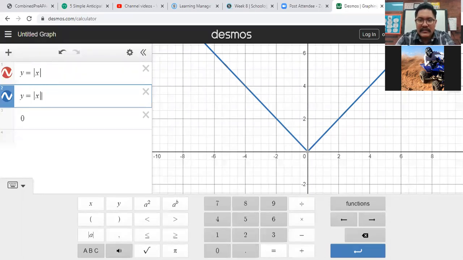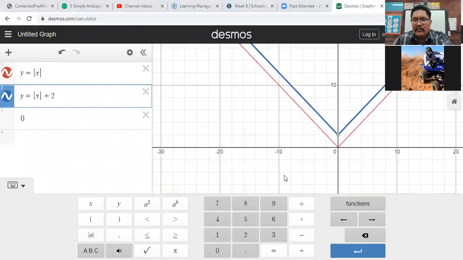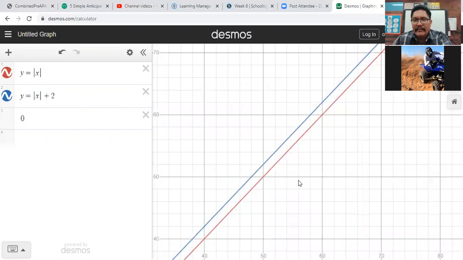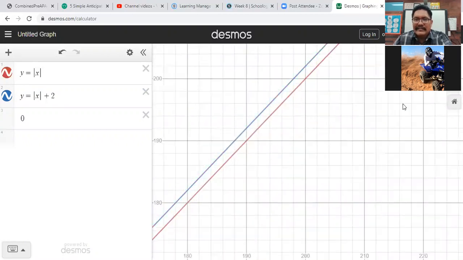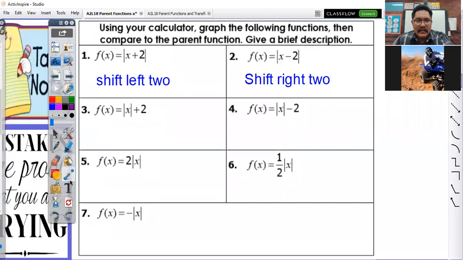Let's watch what happens to our blue graph. It looks like it has shifted upwards. It's not changing shape, because if it was, that would affect the slope or the direction of these lines. If I move over this way, you can see that they are running parallel. That means the slope has not changed. So the shape has not changed. It's only the movement. The whole thing has moved. Let's write that in. So this is a shift up.